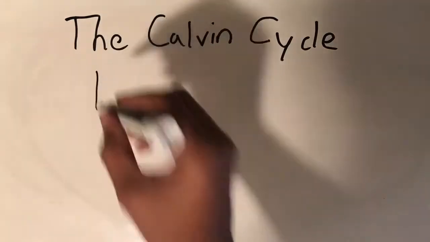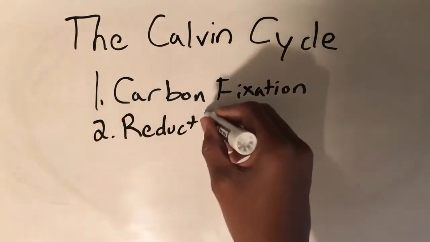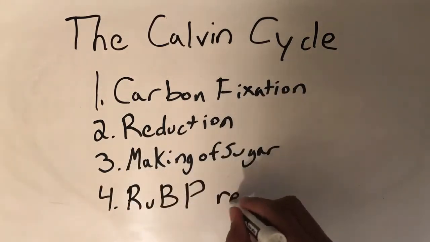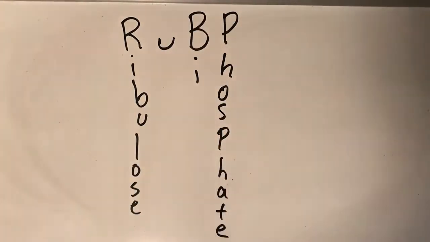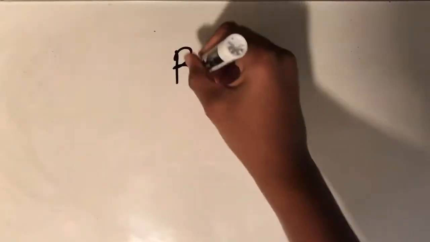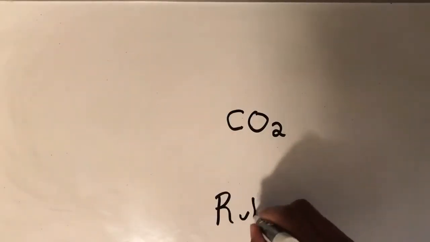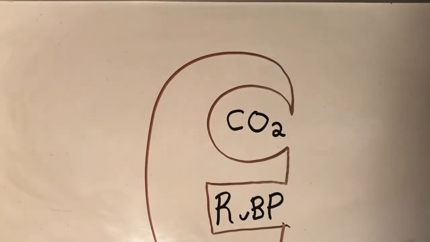The Calvin cycle has 4 main stages. It starts off with carbon fixation, then reduction, then making the sugar, and finally RUBP regeneration. In carbon fixation, there is a molecule called ribulose bisphosphate, or RUBP for short. RUBP is a 5-carbon sugar with 2 phosphates. CO2 binds to the RUBP through the help of an enzyme called RUBP carboxylase, or Rubisco for short.